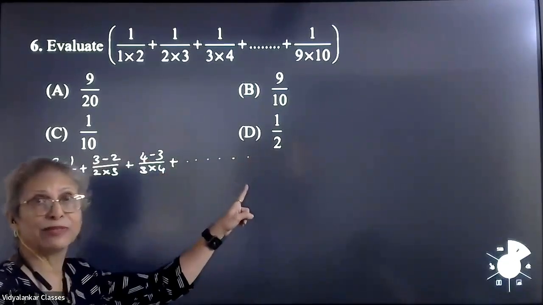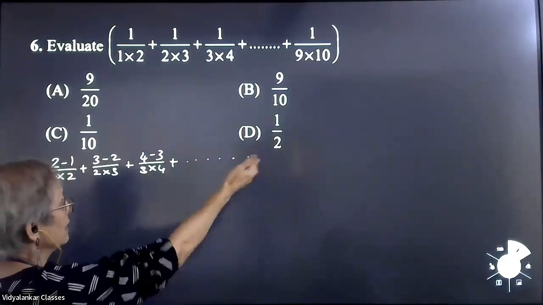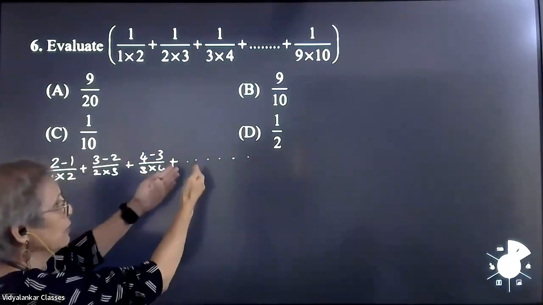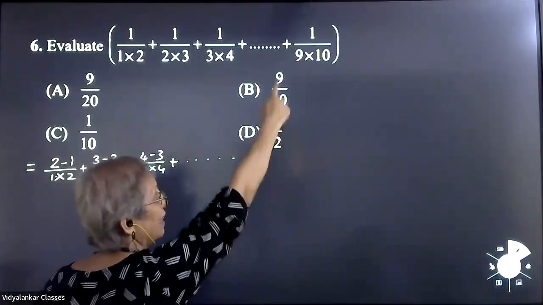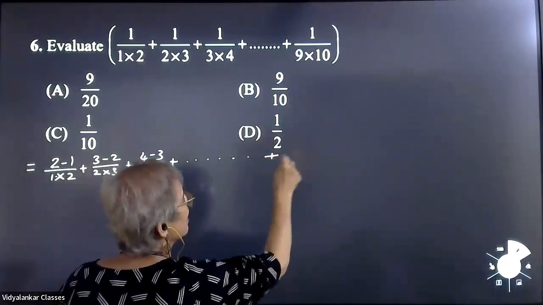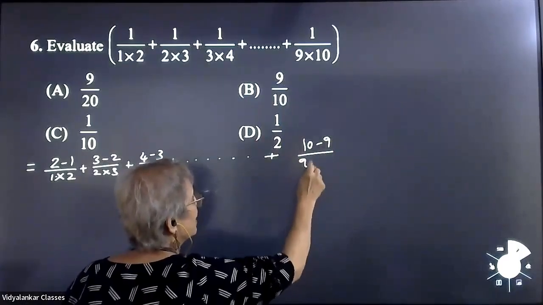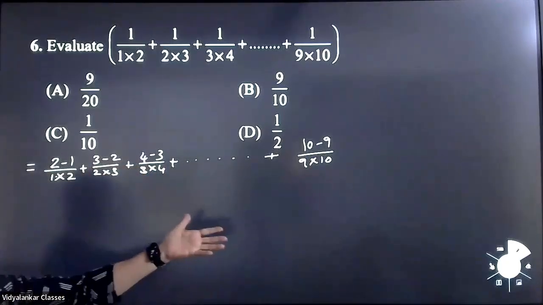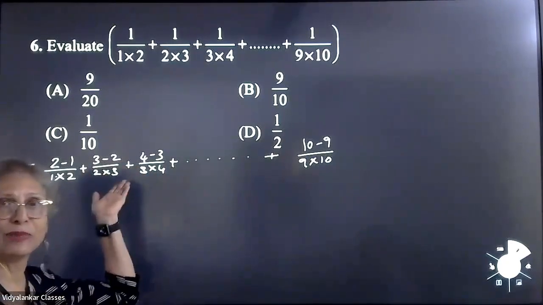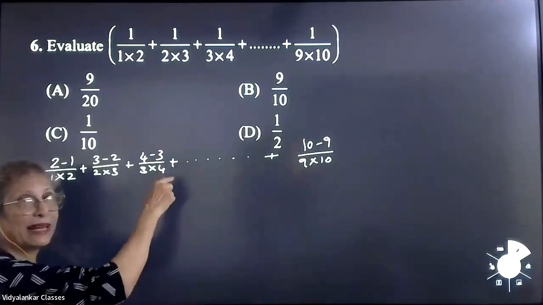There are terms in between. Don't consider that these three and the last are all. There are all the terms. 3, 4, then you have to take 4, 5, 5, 6, 6, 7, 7, 8, 8, 9, and then this last term is 10 minus 9 upon 9 into 10. In the previous sum, as I have told you, all the middle terms will get cancelled. So that is why I am not writing all these, but they are there.